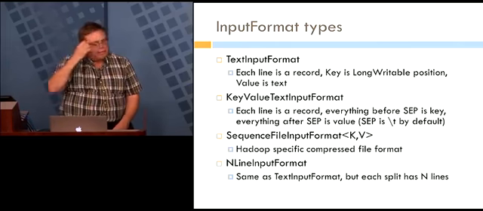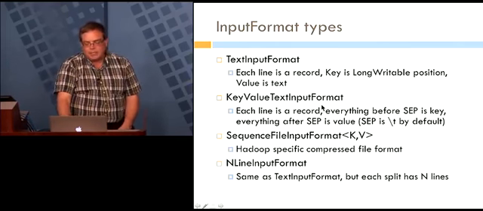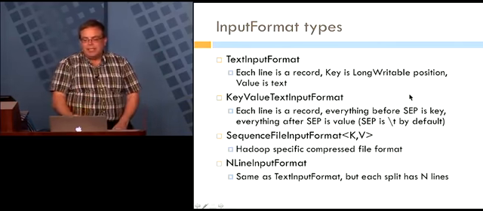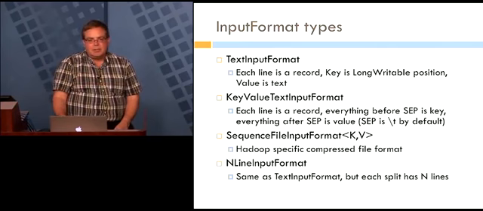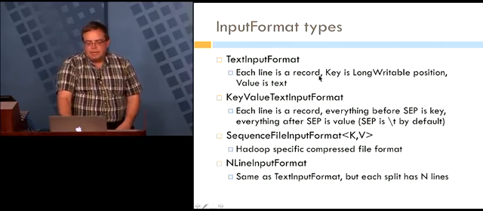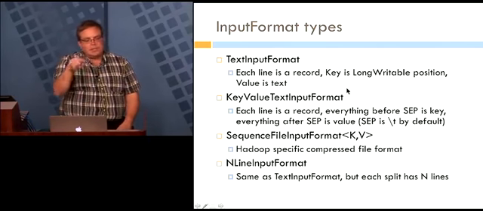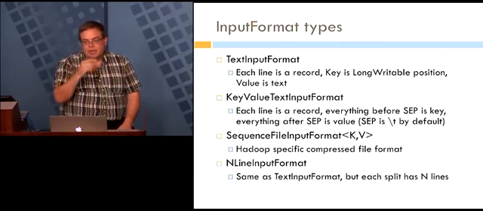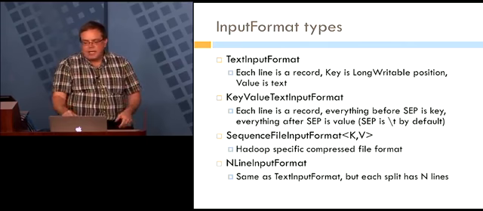So there are a lot of different possible format types. So text input format, each line is a record. The key that's provided is the position in the file, right? So, and typically you're not going to use it for anything, but the value is the text. So that's what WordCount would use. It just doesn't really care what the position is, but it wants the lines of the file, for example.